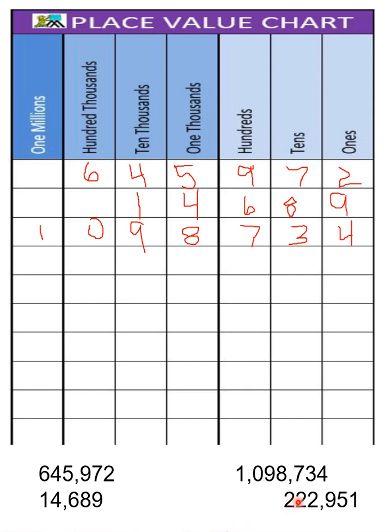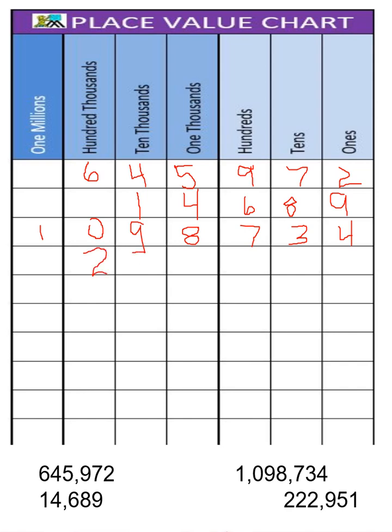Last one. Let's count how many numbers. 1, 2, 3, 4, 5, 6. So my first number is going to go here.